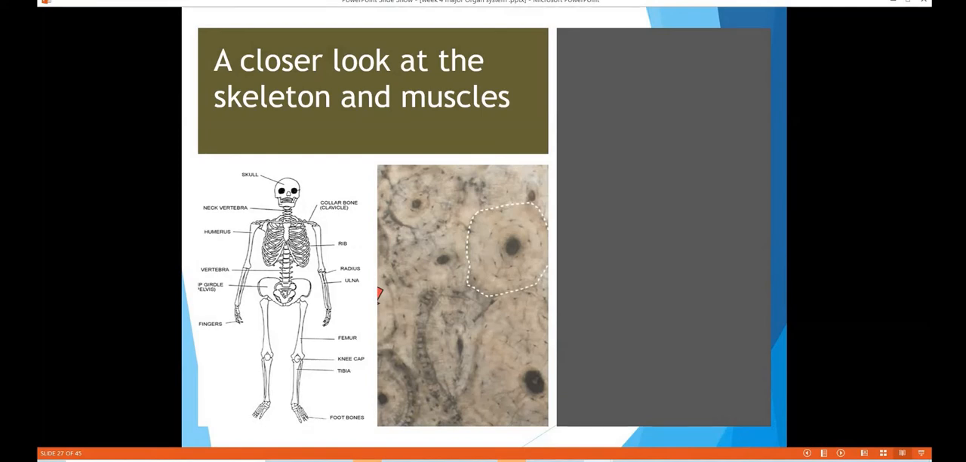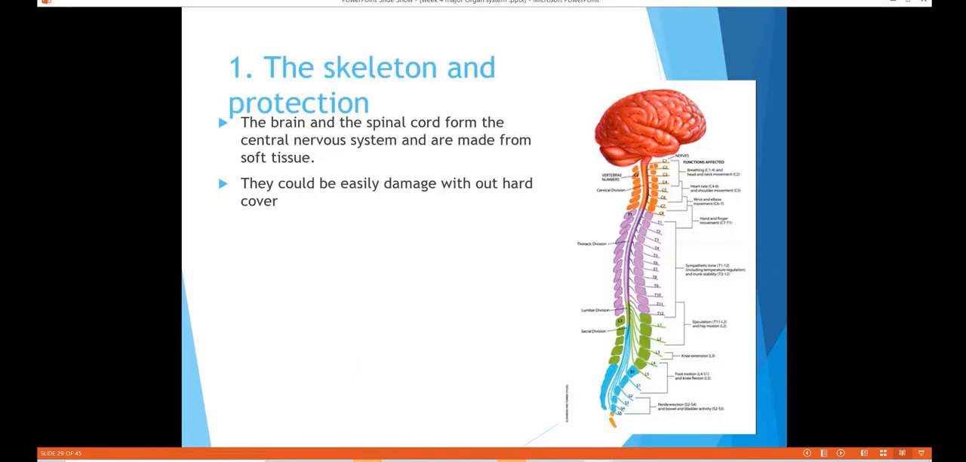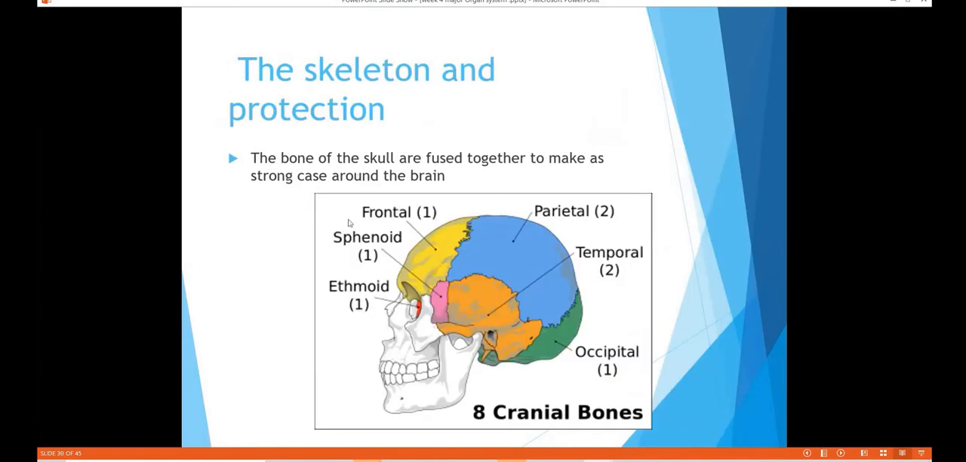Okay, so you can see the same parts of the skeleton as we just now watched in the video. A closer look at the skeleton and muscles: the skeleton and protection, the skeleton and support, the skeleton and movement. What does that mean? That is how the skeleton is used for protection, support and movement, which is what we are going to study further.